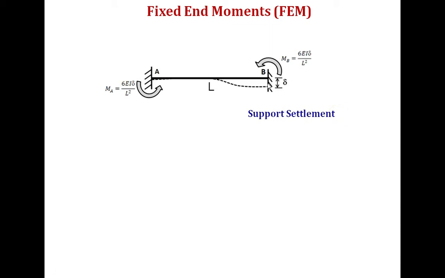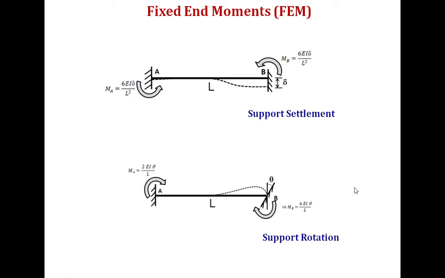Sometimes there may be settlement of a support. If, in a fixed beam, point B is settled by an amount delta, then the moment developed at this point will be in the direction of settlement, given by 6EI delta by L square, and at A the same moment is developed, 6EI delta by L square. And if the support is rotated by an amount theta, the moment at this point will be 4EI theta by L, and at the far end it is half, that is 2EI theta by L. This is due to rotation and that is due to settlement. These are the special cases, which may be required in a problem.